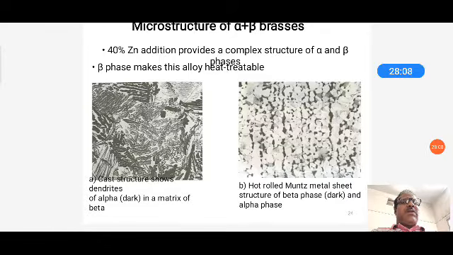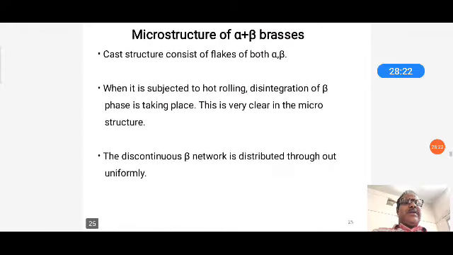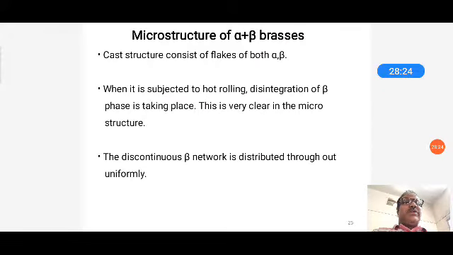Alpha plus beta brasses are used in applications requiring strength and reasonable toughness. Now the microstructure of alpha plus beta brasses. The cast structure consists of flakes of both alpha and beta grains.